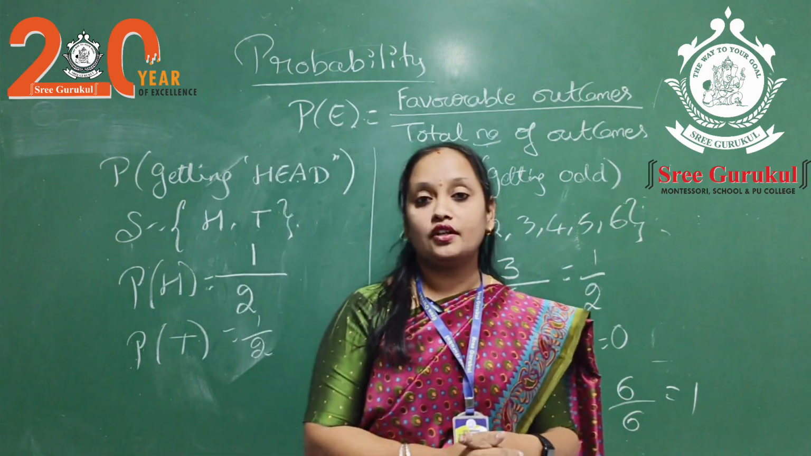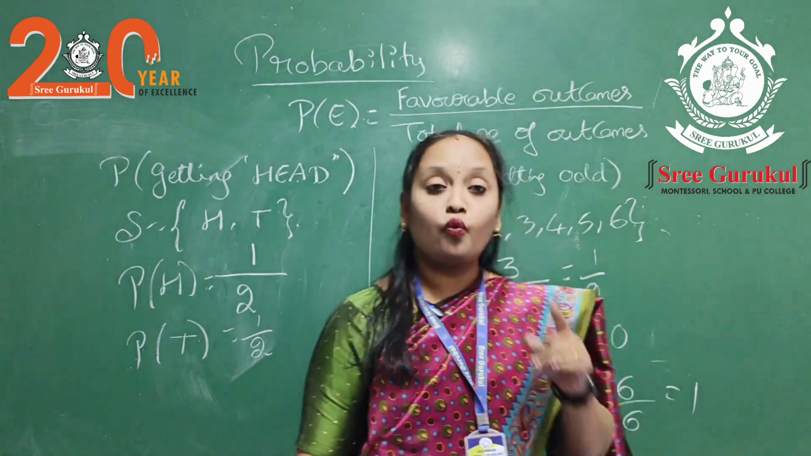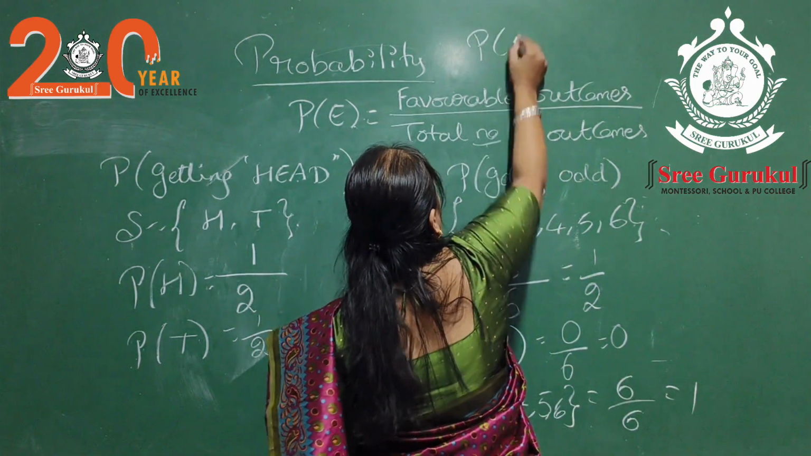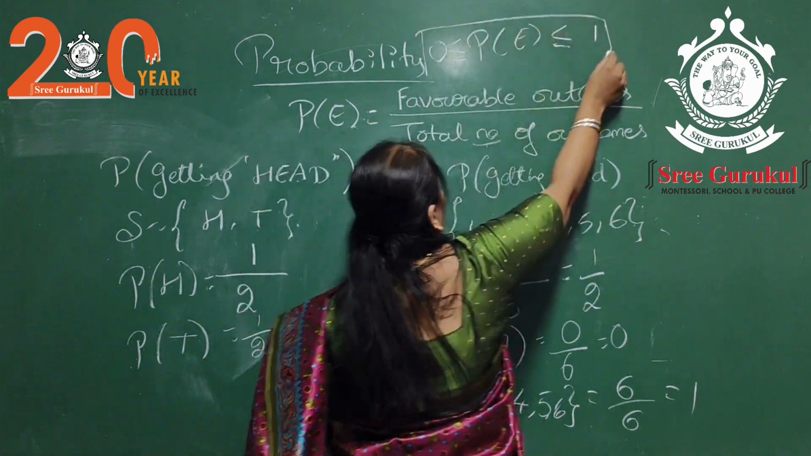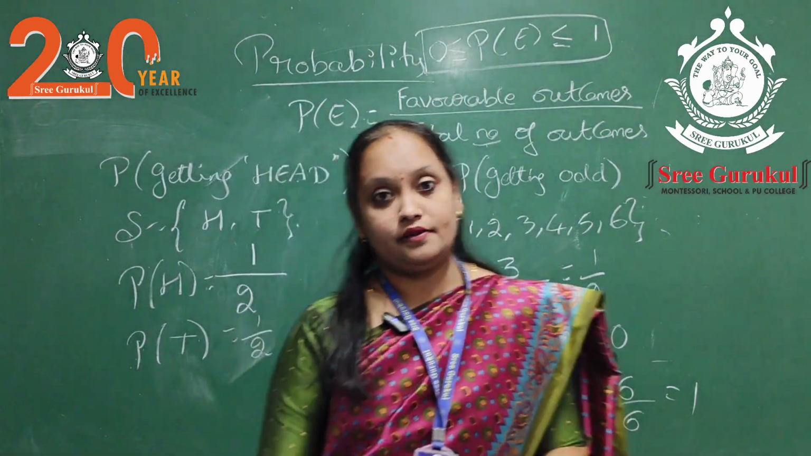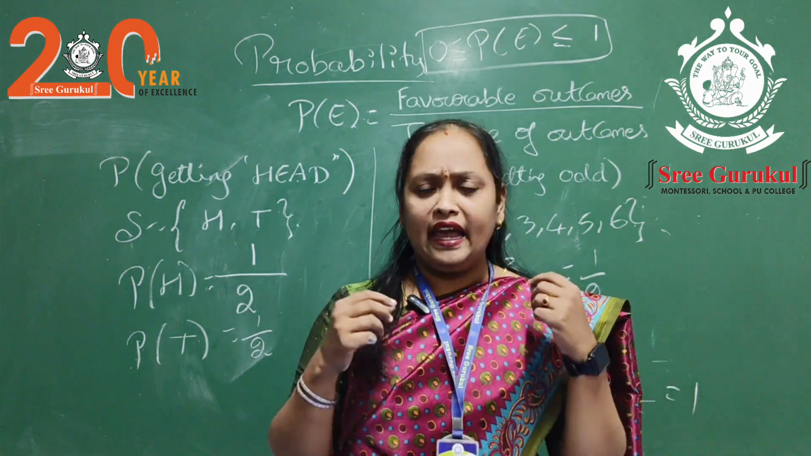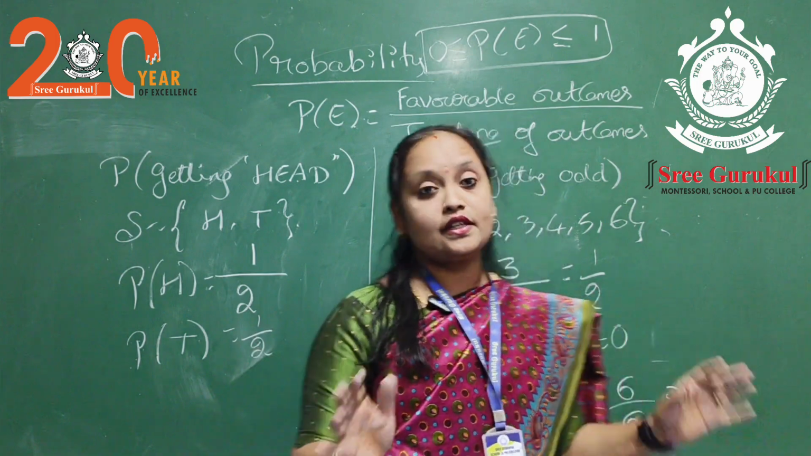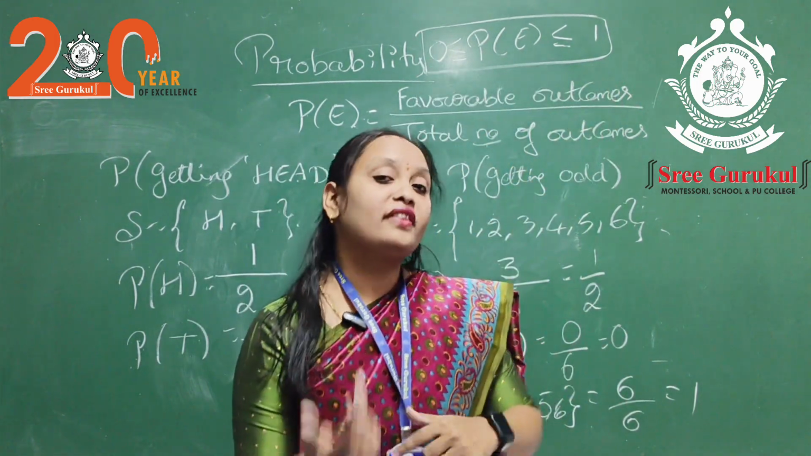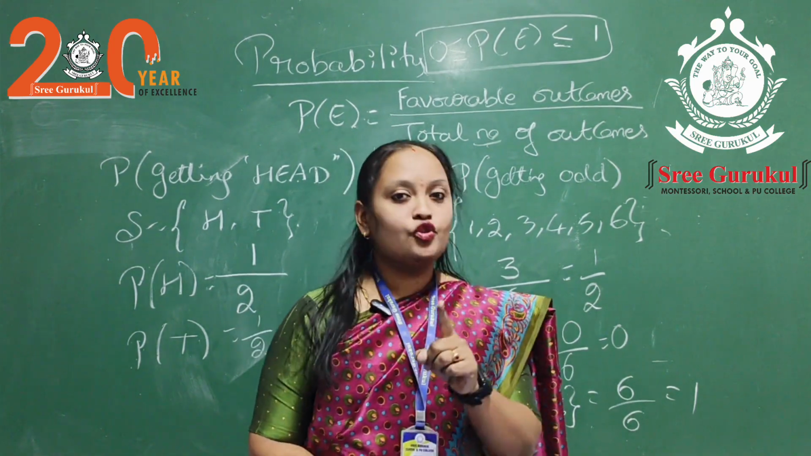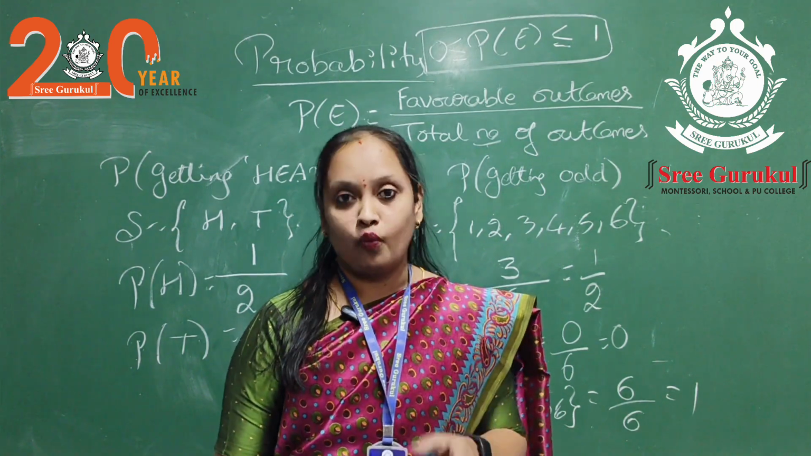Always remember, my dear students, the probability of any event should vary from 0 to 1. This is very important. If you take any event in the universe, you will get the answer between 0 and 1. If you get more than 1 or negative, you have to check what you have done. 100% you are doing it the wrong way.